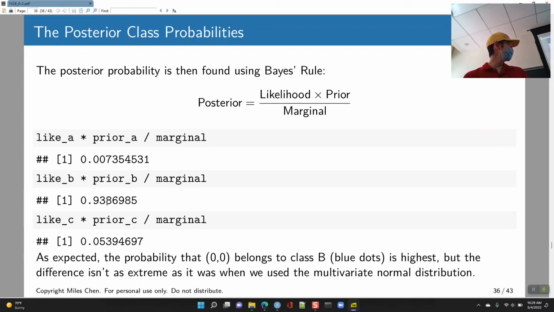All right, and so we get 94% class B, so highest probability here. It's not as dramatic as what we had when we had the multivariate normal. The multivariate normal said like 99.5% probability that it was class B. Now it's 94% class B. So we're still going to pick class B, but we're also off by a little bit.